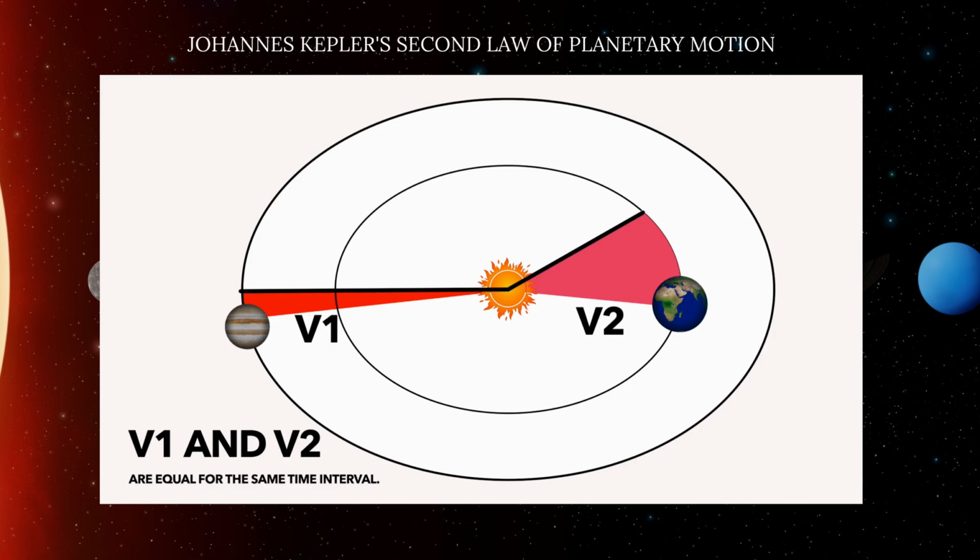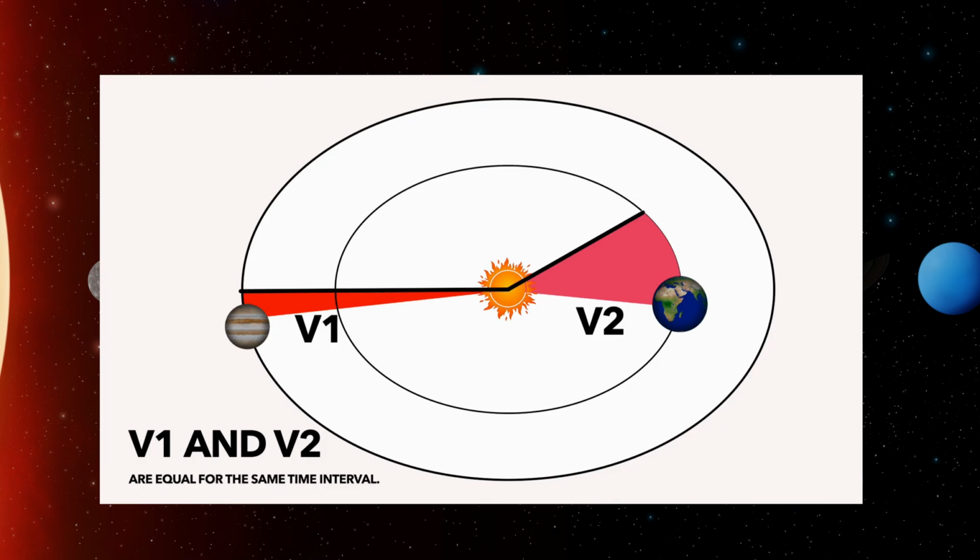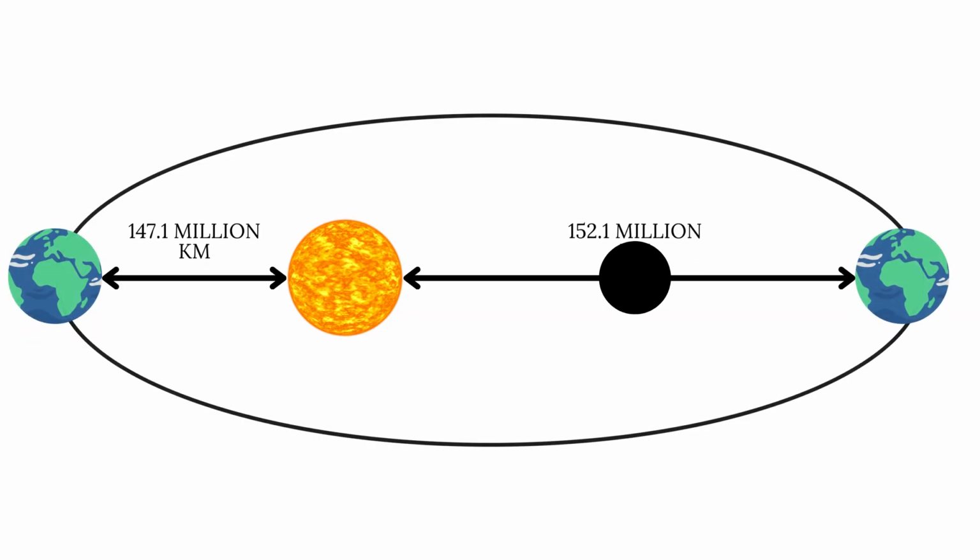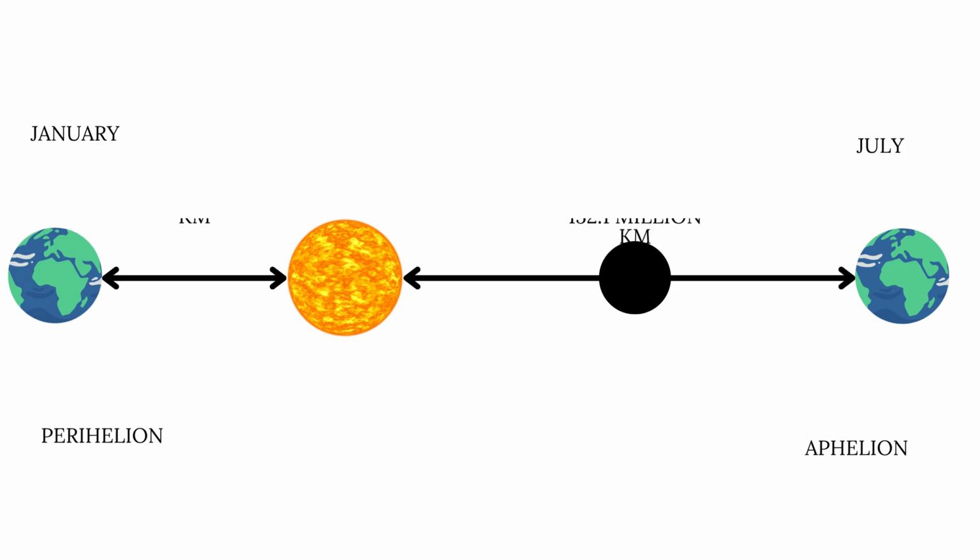So, in both cases, close to the Sun and far away from the Sun, the planet sweeps out the same area in the same amount of time, meaning it moves faster when it's closer to the Sun and slower when it's farther away. This concept is known as conservation of angular momentum. An example of this would be Earth's orbit around the Sun. In January, Earth is closest to the Sun at a point called perihelion, and moves more quickly. In July, Earth is farthest from the Sun at a point called aphelion, and moves more slowly.